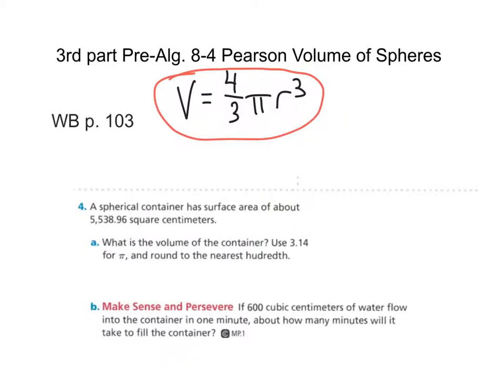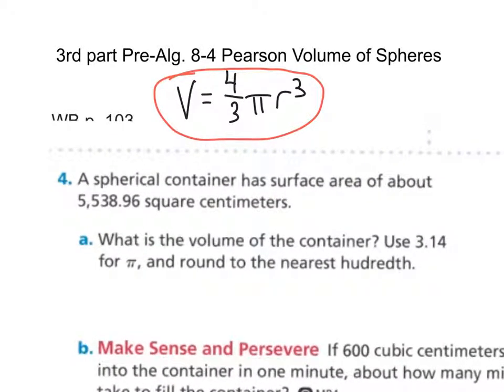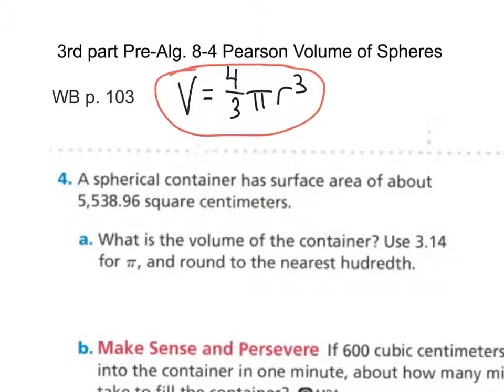If we look at number 4, we have a spherical container that has a surface area of about 5,538.96 square centimeters. The question is, what is the volume of the container? Use 3.14 for pi, round to the nearest hundredth.